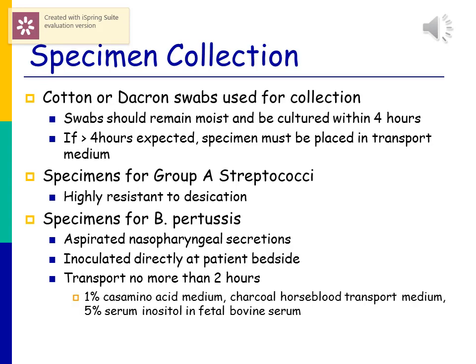So for specimen collection of the upper respiratory tract, it usually is a swab, either a cotton or a Dacron swab. Swabs should remain moist and they should be cultured within 4 hours. If they are not going to be in the lab and cultured within 4 hours, the specimen has to be put into transport medium. So if group A streptococci is suspected, this organism is highly resistant to desiccation or drying out, so it really should be put into transport medium to keep it moist.